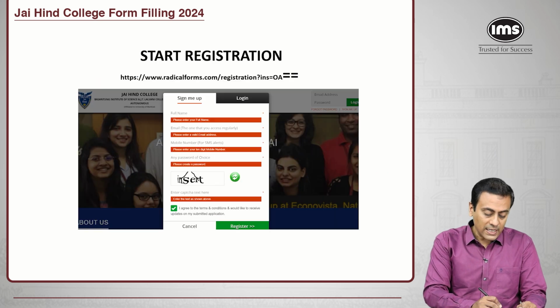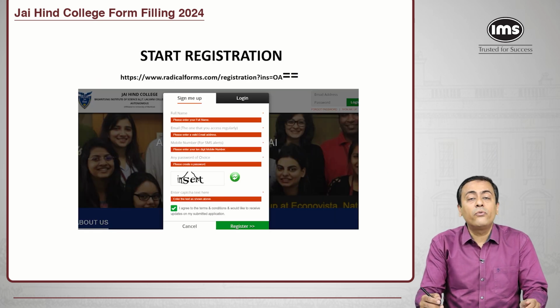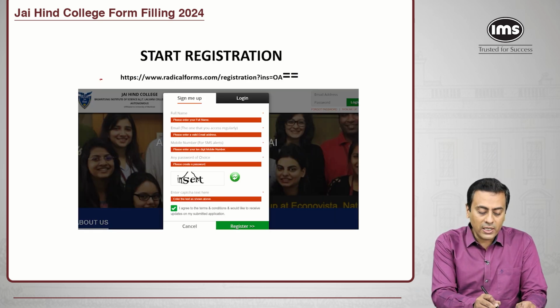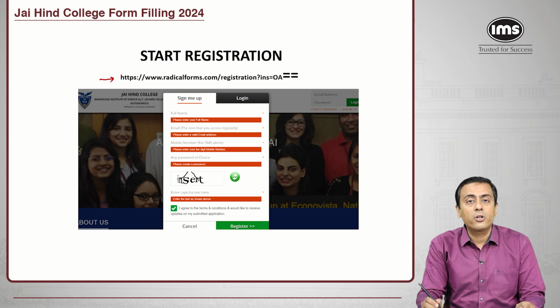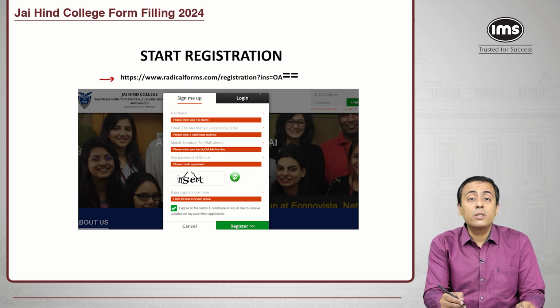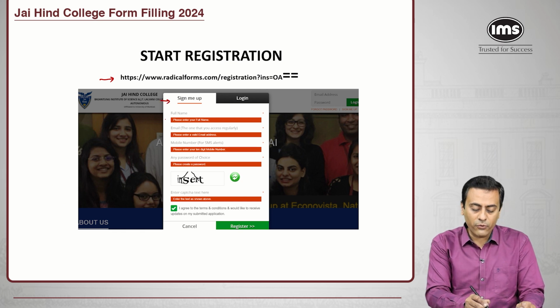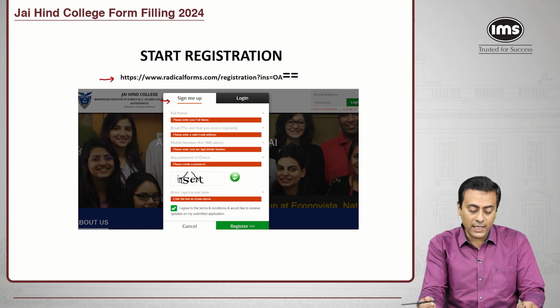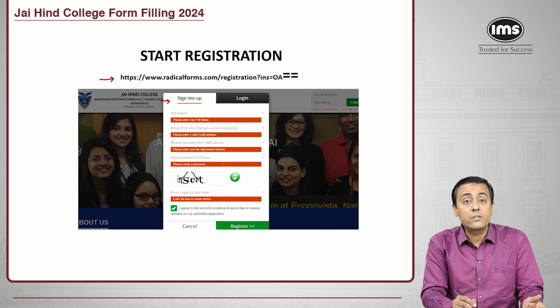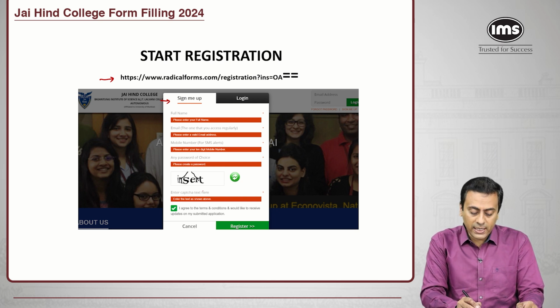Now, let us see the step-by-step form filling process. This is the official link to start the registration process. As soon as you click on this link, you will see this page opening up. The first step is sign me up. Basic details you have to fill: your full name, your email, mobile number, password of your choice, then mention the captcha, I agree to the terms and conditions, and then click on register.